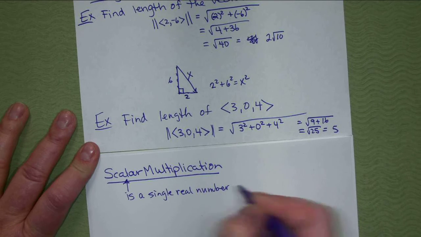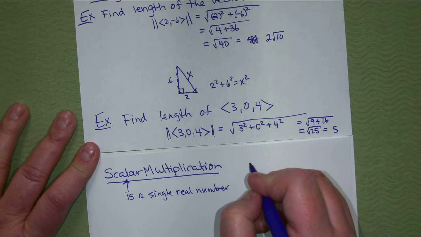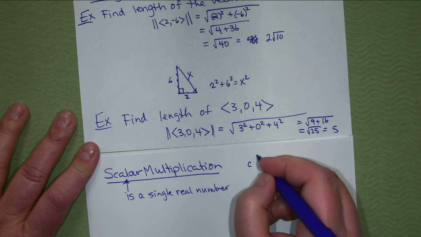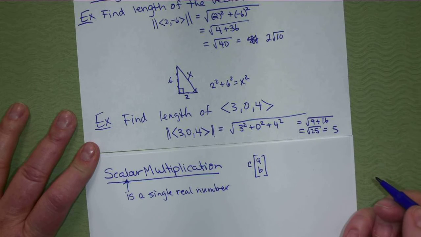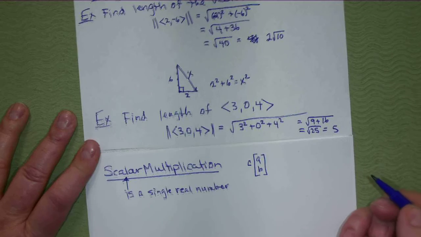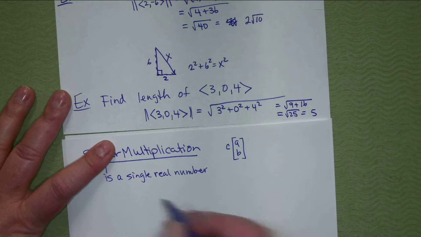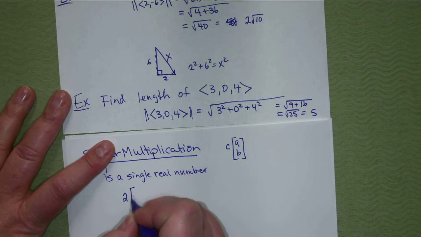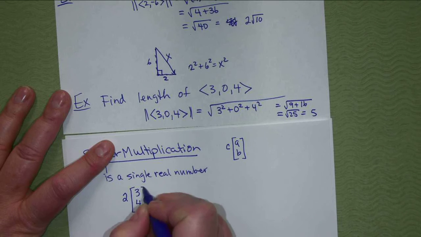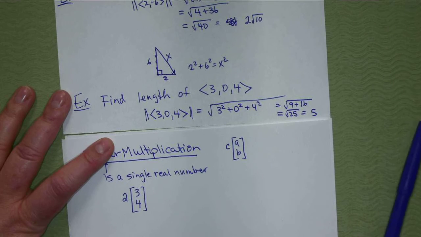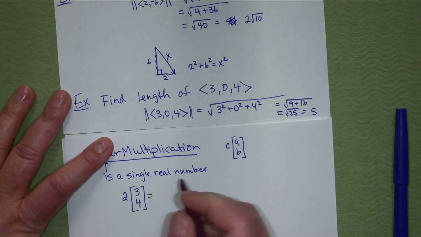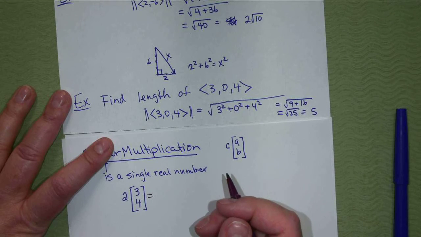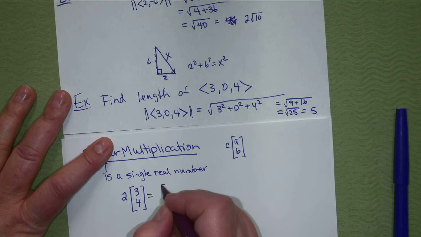So scalar multiplication is, say, taking a scalar, say C, and multiplying it by a vector. And that's how it would look. So a number in front of a vector. So maybe it would be like 2 times the vector 3, 4. Like that. So how does that work? Multiply 2, it's doubling it. You multiply both of them by 2. So this would be 6, 8.